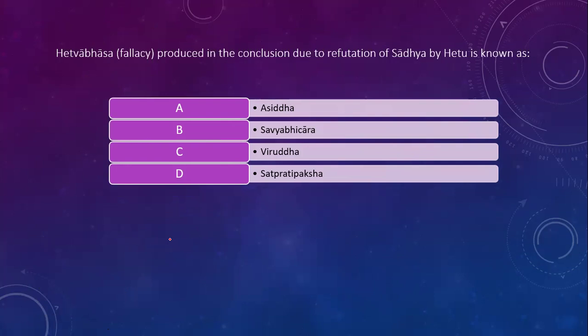Fallacy, also known as hetvabhasa, is produced in the conclusion due to the refutation of sadhya by hetu. The major term is the sadhya, and the hetu here is the middle term. Hetvabhasa produced in the conclusion due to contradiction of sadhya, the major term, by the middle term, is known as. We will check the answer. Savyabhichara, satpratipaksha, asiddha, viruddha. Maybe asiddha or viruddha.